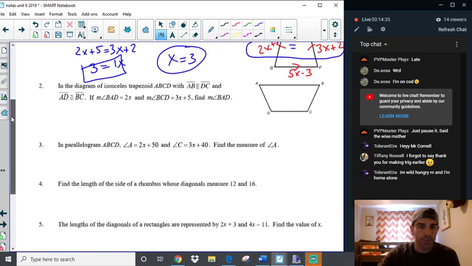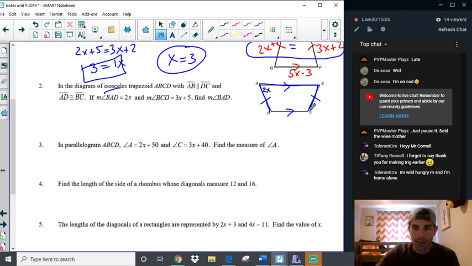Okay, again, isosceles trapezoid, so AB is parallel to CD, and then they tell me that AD is going to be congruent to BC. Now they're talking about angles, so the measure of angle BAD. So take your time, trace angle BAD, and that center angle, that's where you are, and rewrite all angles inside. So there's 2x.